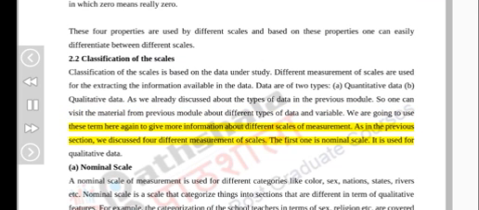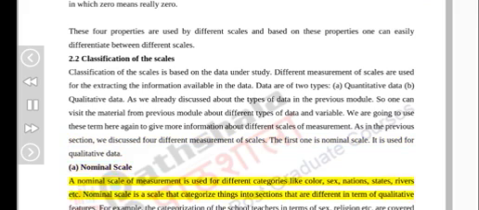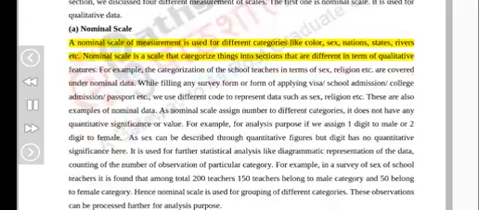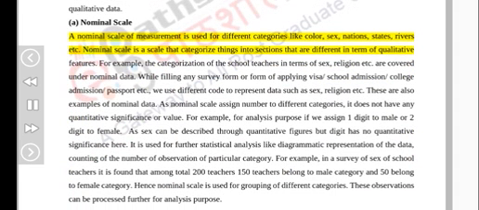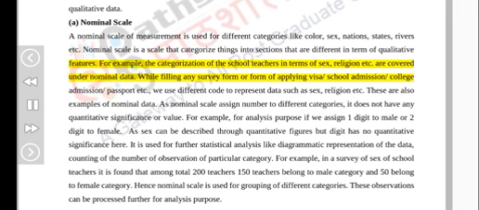As in the previous section, we discussed 4 different scales of measurement. The first one is the nominal scale. It is used for qualitative data. A nominal scale of measurement is used for different categories like color, sex, nations, states, rivers, etc. Nominal scale is a scale that categorizes things into sections that are different in terms of qualitative features. For example, the categorization of school teachers in terms of sex, religion, etc. is covered under nominal data.